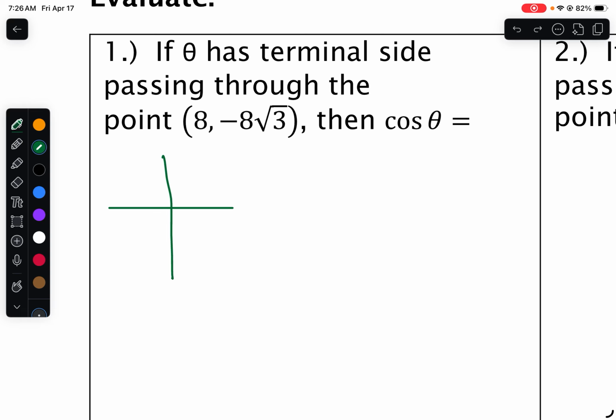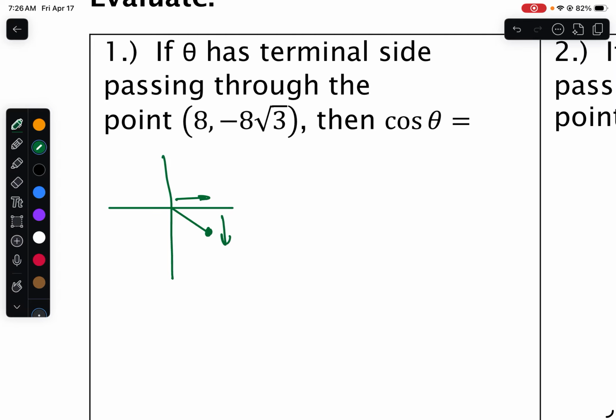So we are plotting 8, negative 8 root 3. So 8 is going to be in this direction, negative 8 root 3 is in this direction. So we have a point in this quadrant. Really, it's just important to know what quadrant you are in. So then we can draw a line to the point.